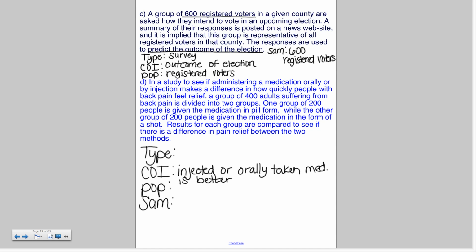So if I continue reading, a group of 400 adults suffering from back pain. So a group, that right there lets me know that's my sample. It says 400 adults. Well, my population, I want to know who is being affected. Well, I want to know the adults suffering from back pain. So that is my population. So adults suffering from back pain.